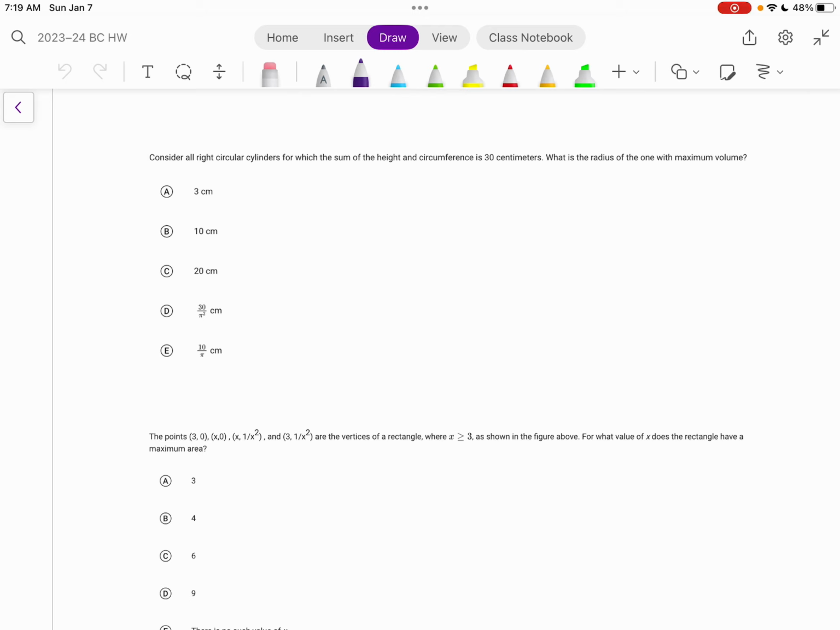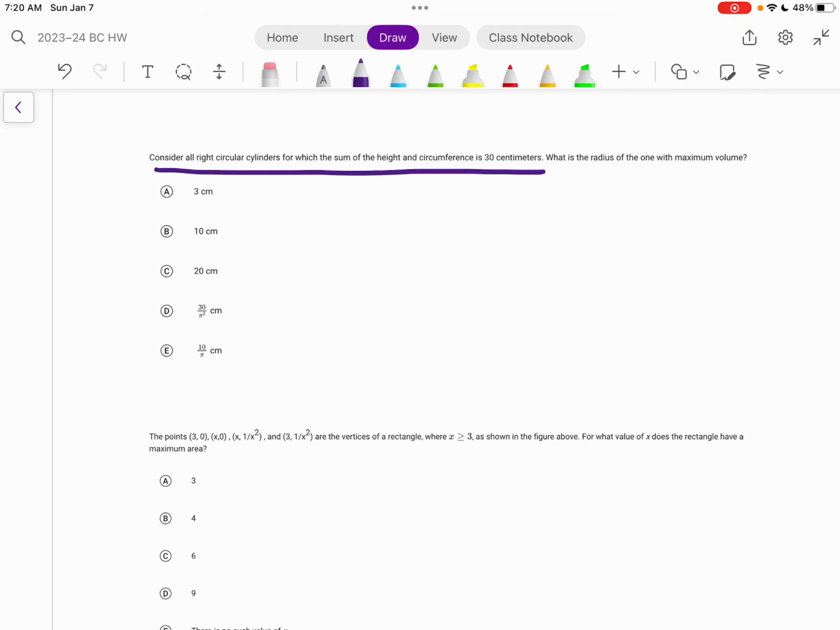Consider all right circular cylinders for which the sum of the height and the circumference is 30 centimeters. What is the radius of the one with maximum volume? Okay, so this is one of those classic problems where we're given some sort of constraint and we're going to have to plug that in to find our maximum. Okay, so again, with all of these things, I encourage you to try them before you watch. So let's think about this.